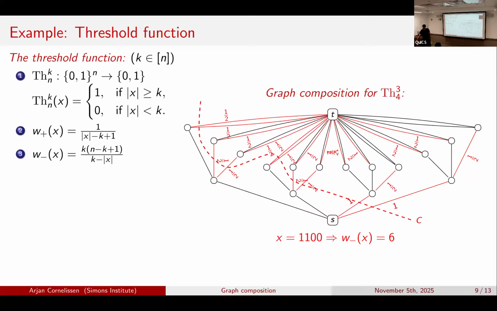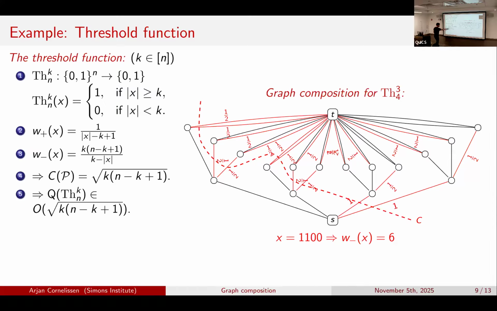Similarly, in the negative case, if we take the input x to be 1, 1, 0, 0, you'll see that there's a cut that we can take through this graph. If you count up everything on this cut, you'll see that the negative witness size becomes 6. Then you can compute the complexity from this, and also the query complexity. What you will see is that this is exactly the optimal algorithm that you get out.